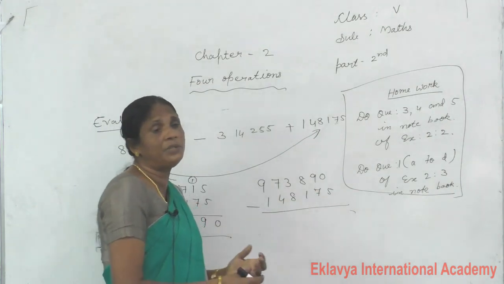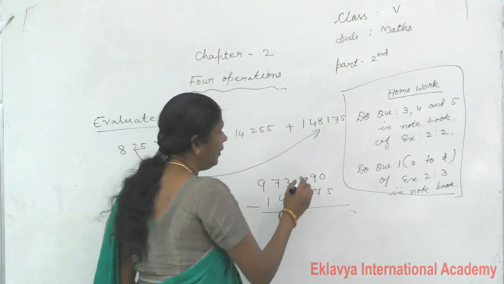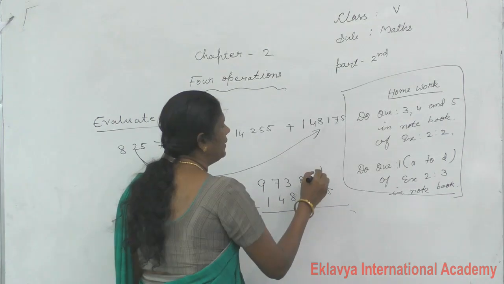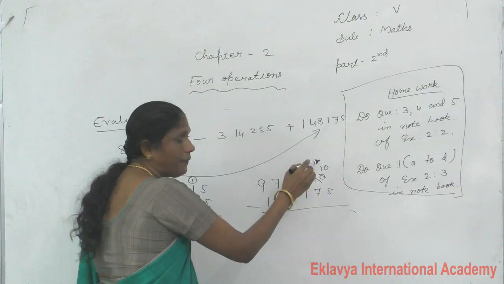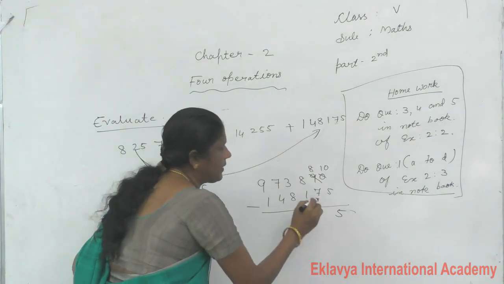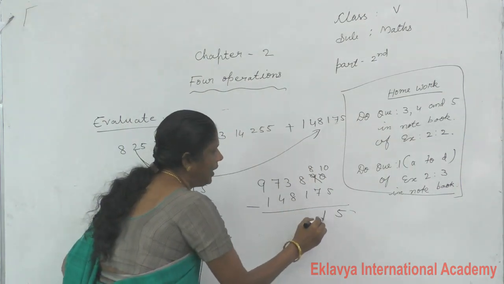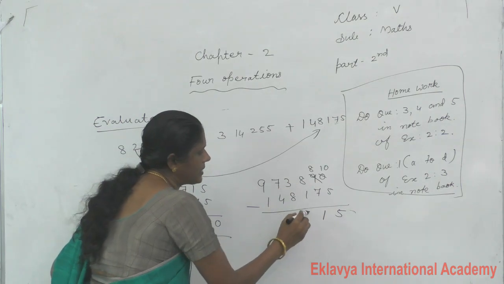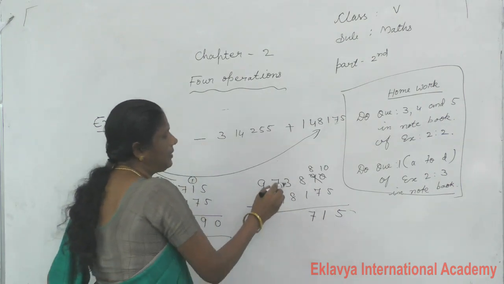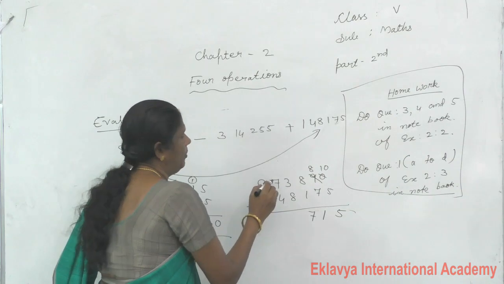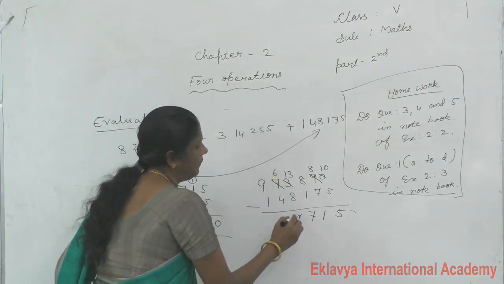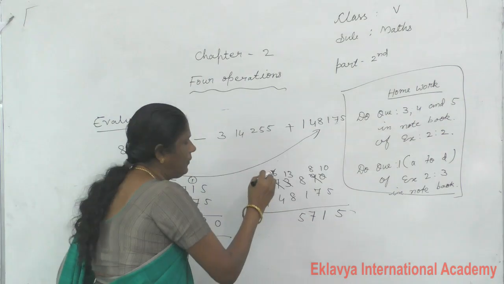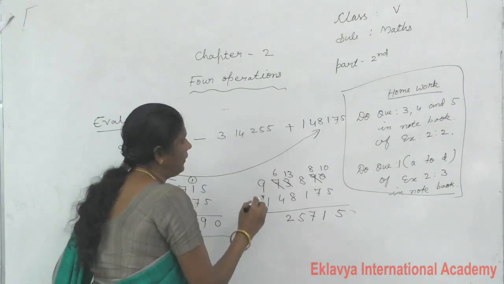5 take away from 0, is this possible? No. We take a borrow here from 8. Then 5 take away from 10, 5. 7 take away from 8, 1. 1 take away from 8, 7. Then 8 take away from 3, this is not possible, then 13, then 6. Then 5. Then 4 take away from 6, 2. 1 take away from 9, 8.